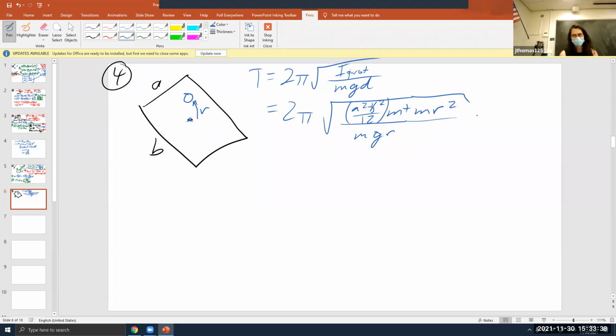All right. Now, we could immediately cancel out the masses if we'd like. We can also pull that square root of g out and distribute the r. So we'd actually get something like this: 2 pi on root g, I pulled out my g from the bottom, times the square root of (a squared plus b squared) on 12r, plus r squared over r is just going to give us r.